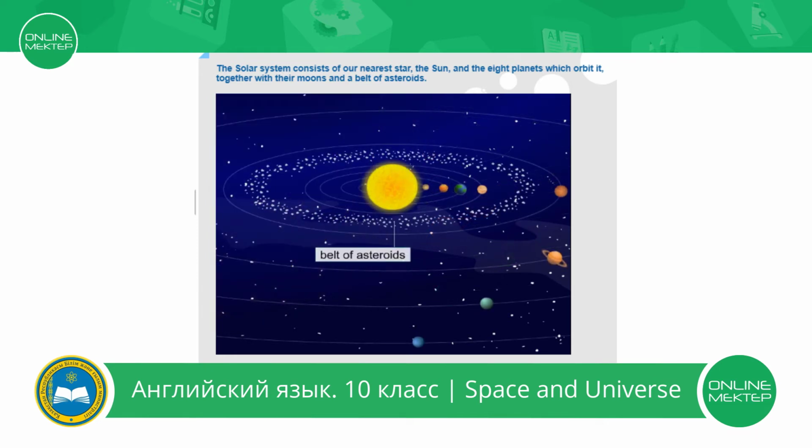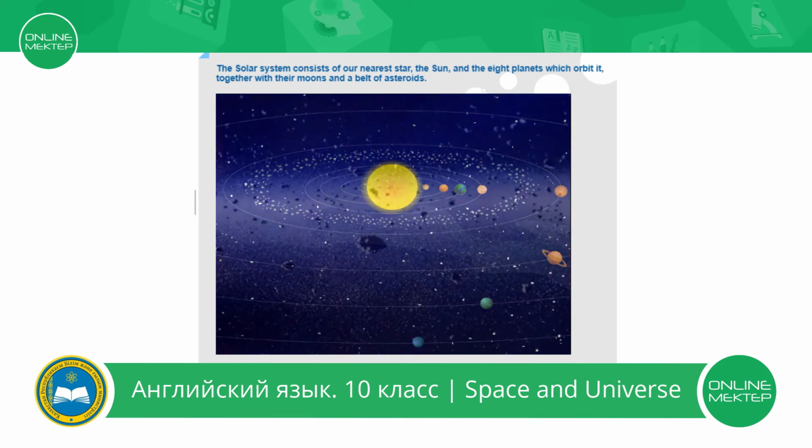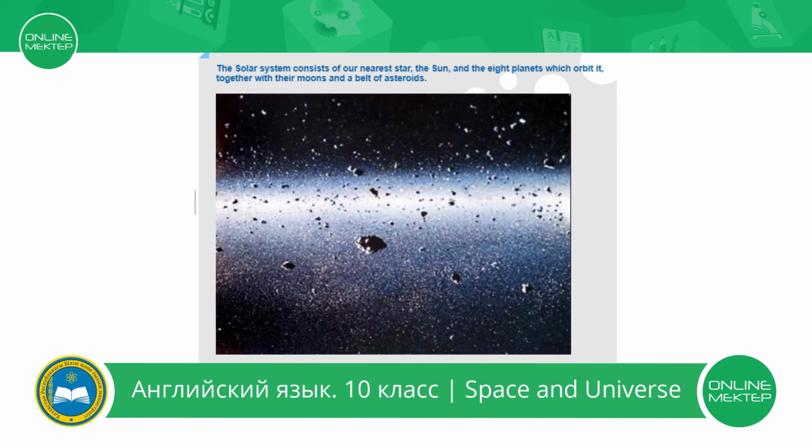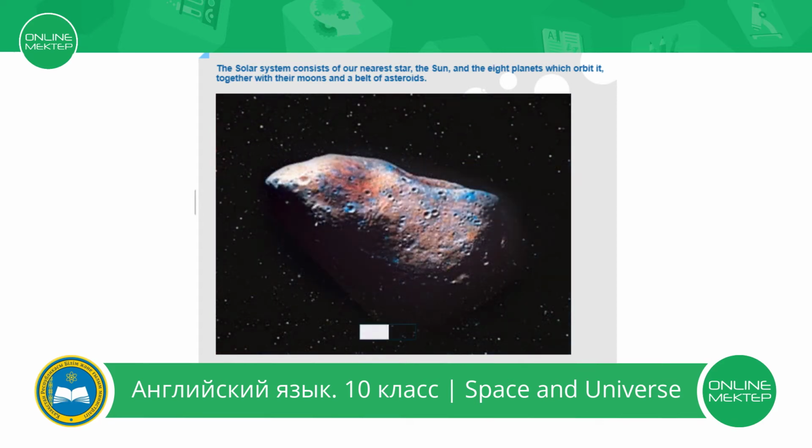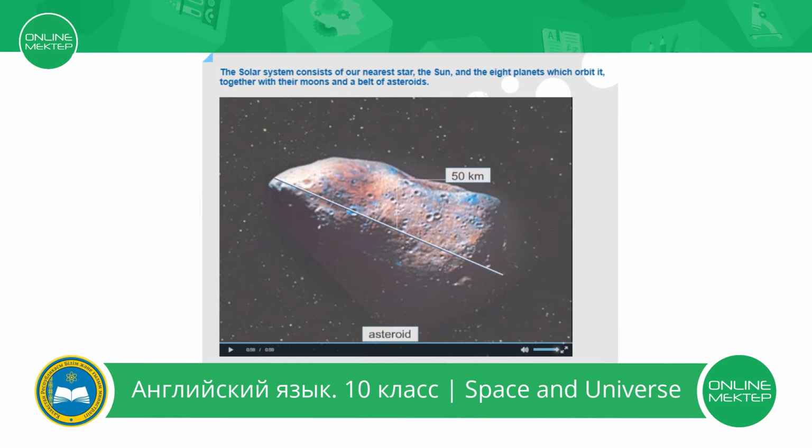There is a belt of asteroids between the orbits of Mars and Jupiter. Asteroids are rocky objects, similar to small planets, which are found in our solar system. They vary greatly in size. This one has a diameter of 50 kilometers. I hope this video was interesting and useful and gave you an overall idea of what our solar system is.